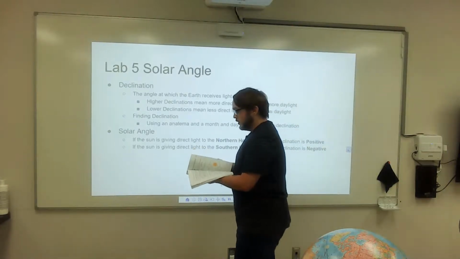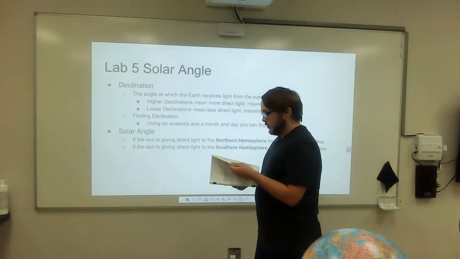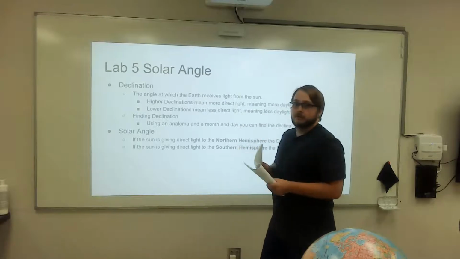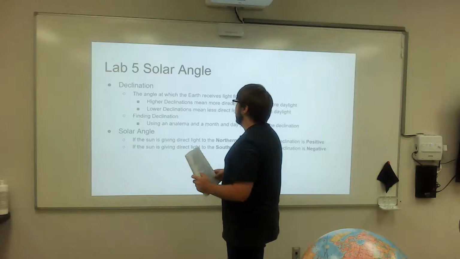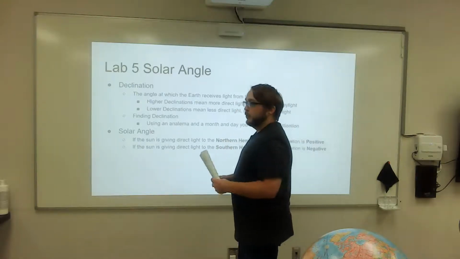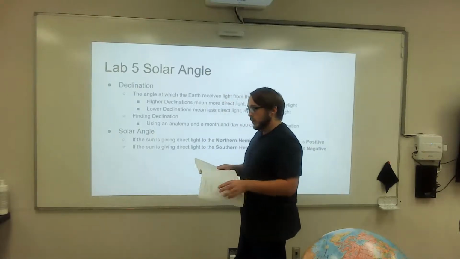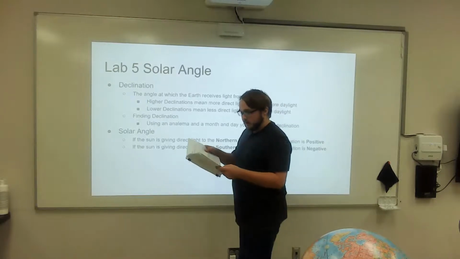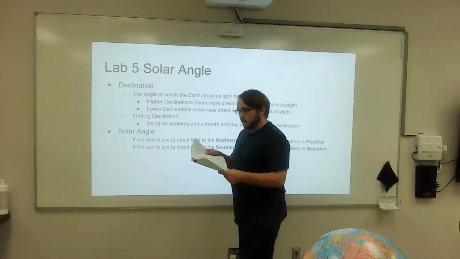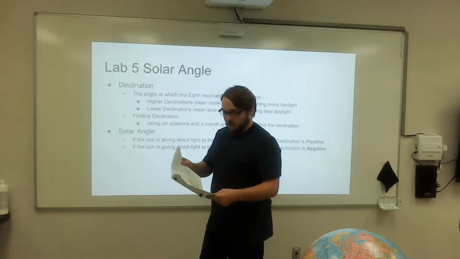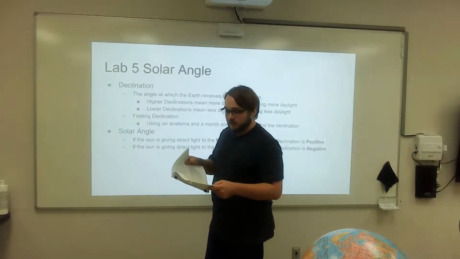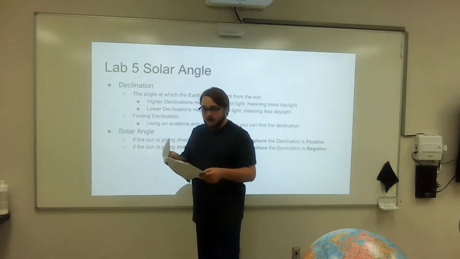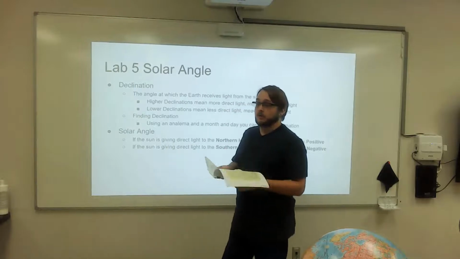All right, for Lab 5, we're going to be talking about declination. The definition of declination is the angle at which the Earth receives light from the sun. Easy peasy. Before we get into higher and lower declinations, we need to get into positive and negative declinations. If you look on your analemma, which is on page 40, you will see that on the left side and on the right side, it has marked where the equator is, where the Tropic of Cancer is, and where the Tropic of Capricorn is. Essentially, anything above the equator on the analemma has a positive declination, and anything below the equator has a negative declination. And we'll get into more on that later.